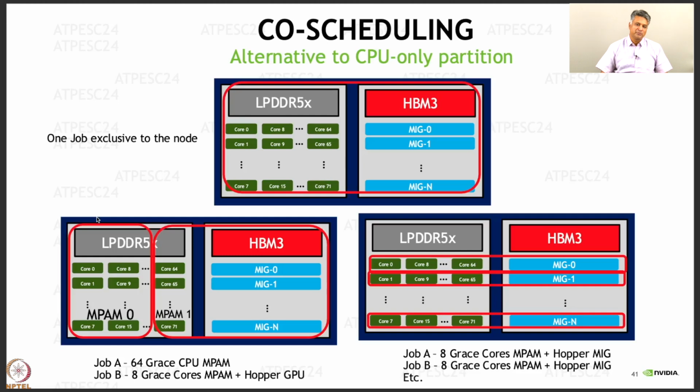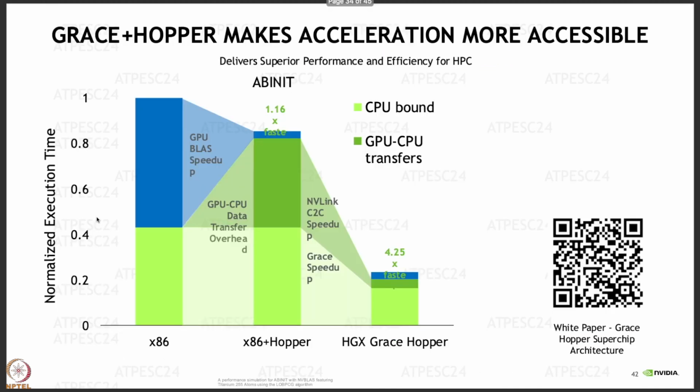You can also have two jobs which are using both the CPU and GPU. So for example, you can use 8 CPU cores and see part of the Hopper GPU as one GPU, and you could have several jobs running at the same time, which can do MPI plus parallel GPU computing or OpenMP and parallel GPU computing. So what essentially this does is that the combination of Grace and Hopper makes acceleration more accessible.